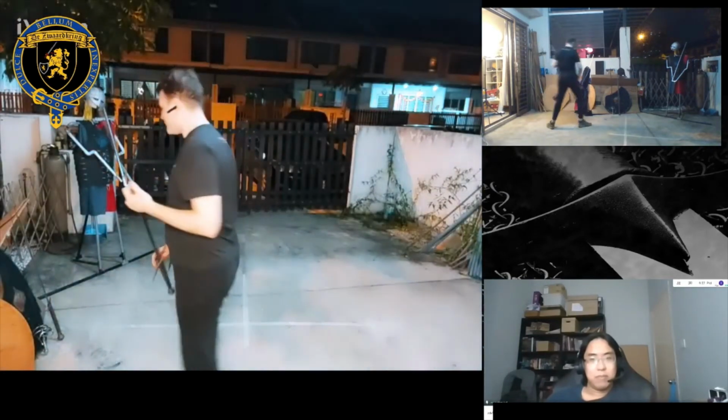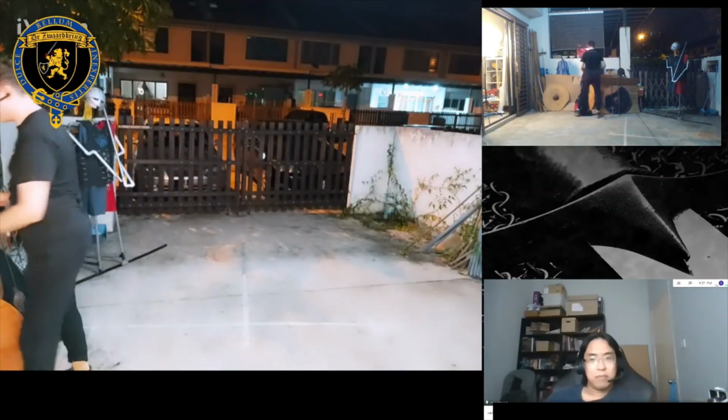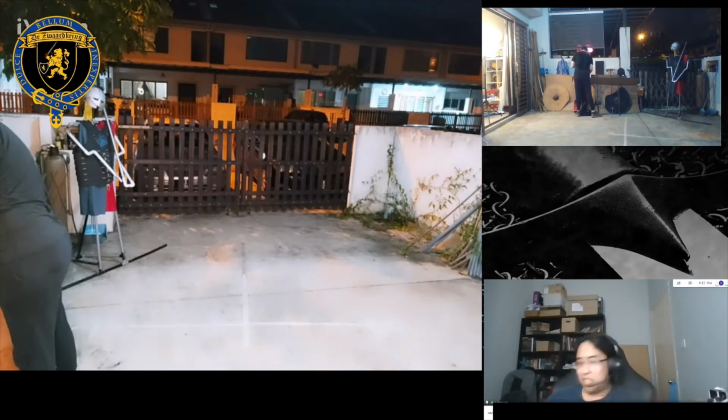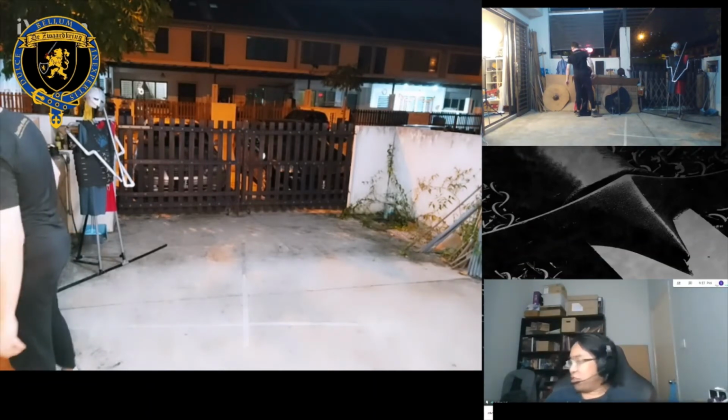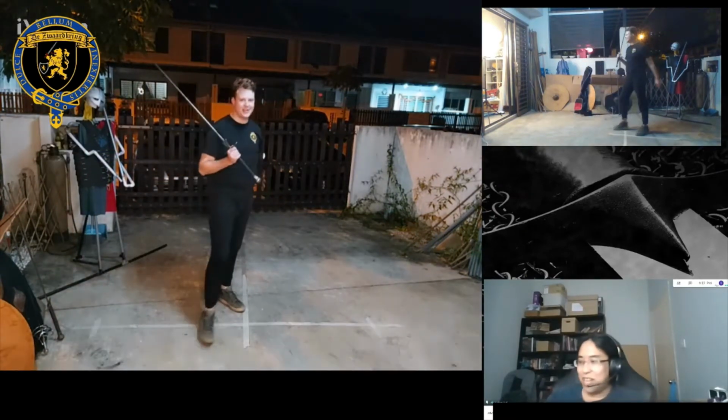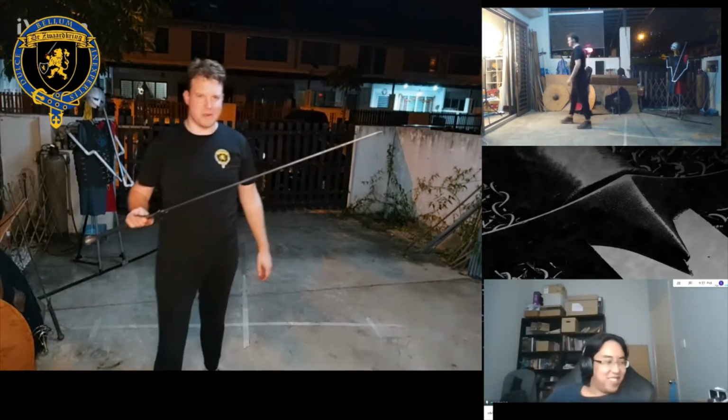Do I have a sword which I can demonstrate lange sniet and kurze sniet on? I do not. Ron, do you? Not at hand at the moment. Not at hand, okay. Well, that's what you get for improvised subject matter.